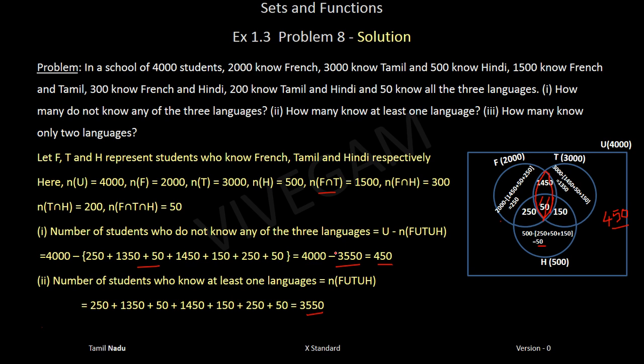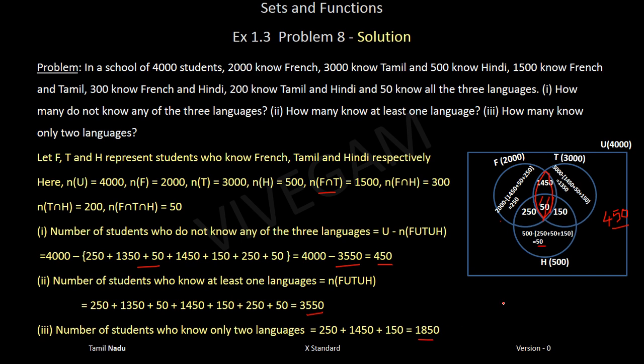What else? How many know only 2 languages? This is the area: 250 who know French and Hindi, 150 who know Hindi and Tamil, and 1450 who know French and Tamil. So sum it up and you will get 1850. So 1850 know only 2 languages. Okay, I hope it's clear. If not, please go through this one more time. It will become clear. Thanks for watching this video.